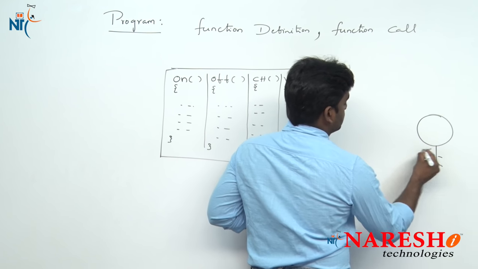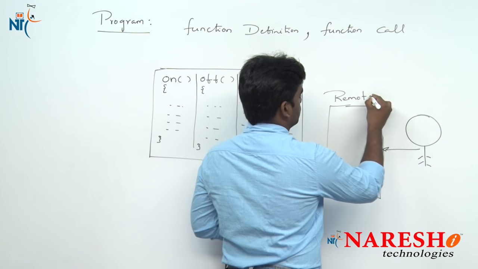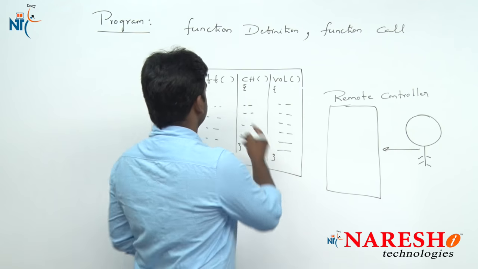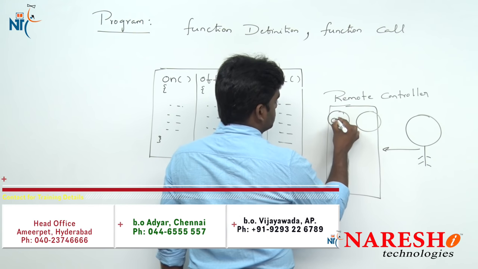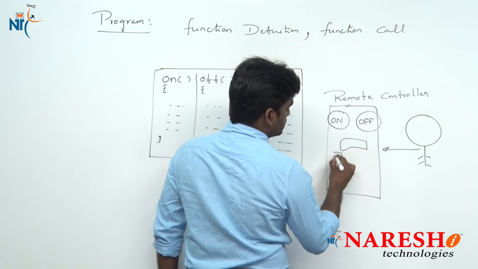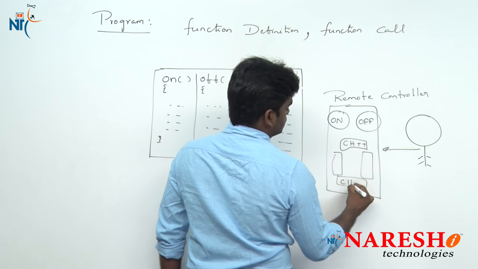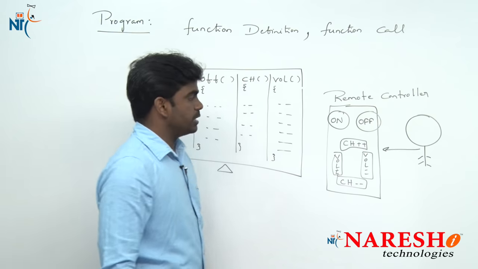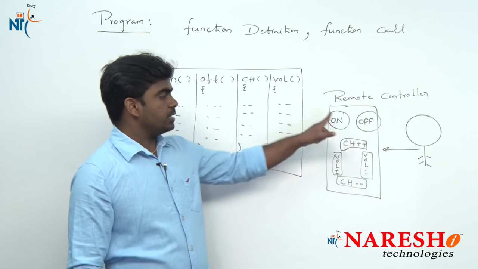Take one person. The person is using the remote control. This is a remote controller. It is also a program, the person is also a program and the television is also a program. And here they have to call the functions: an on function, an off function, and generally channels they will give like this: channel plus, channel minus, volume plus, volume minus, in a remote controller. So another program should call the functionality of the television from another place.